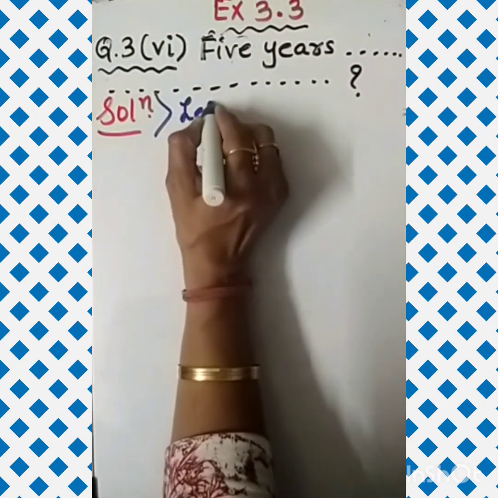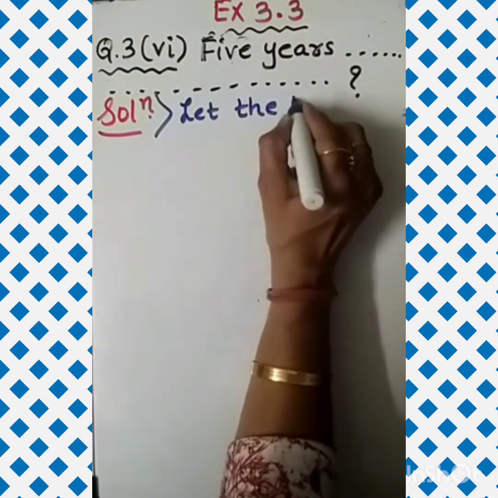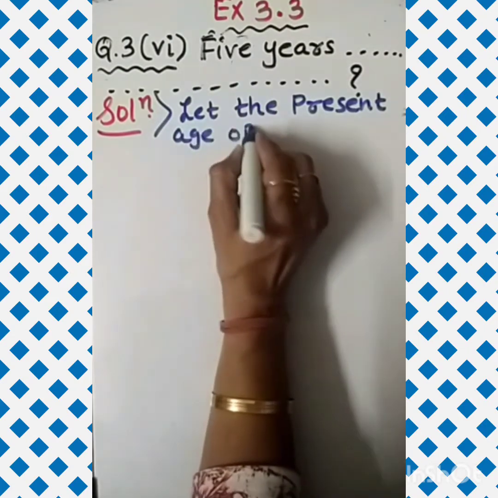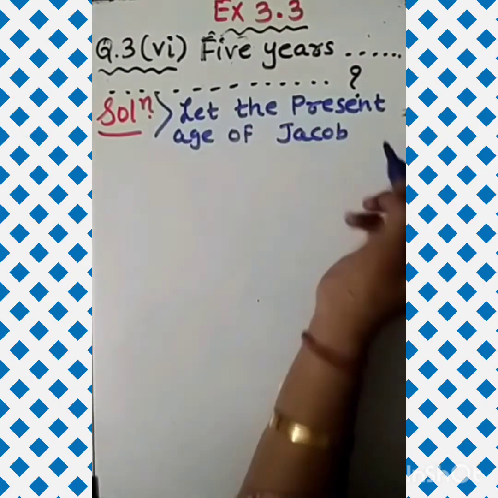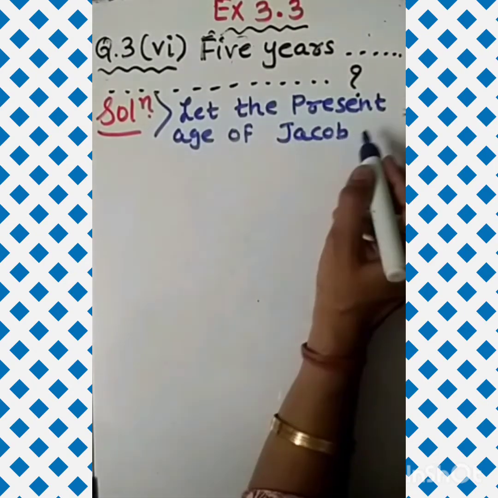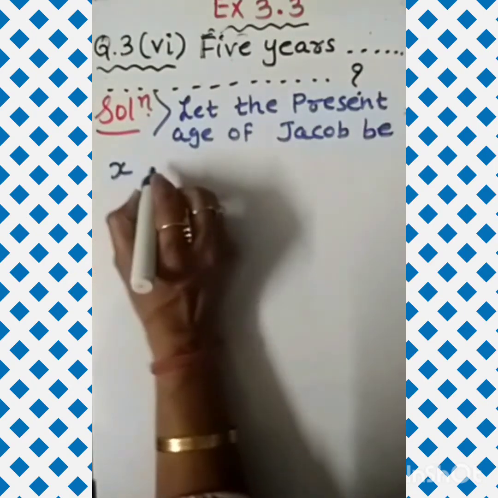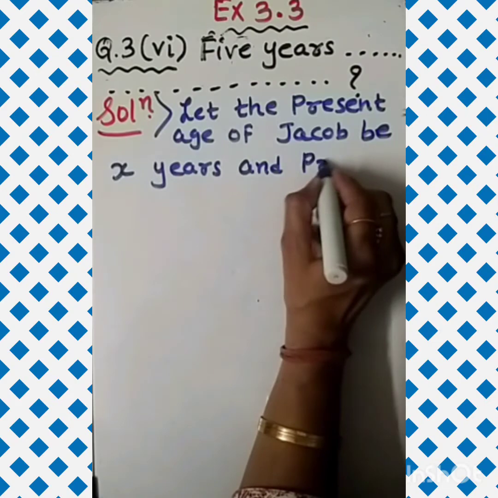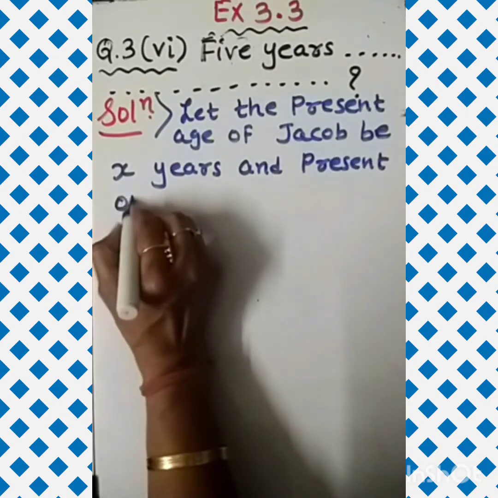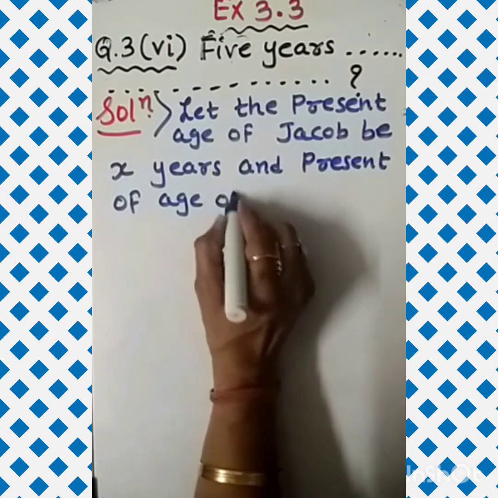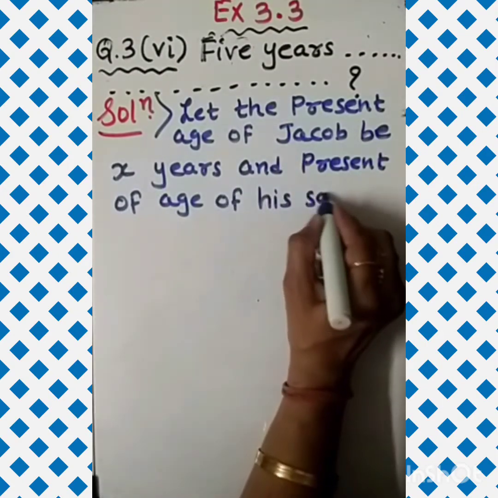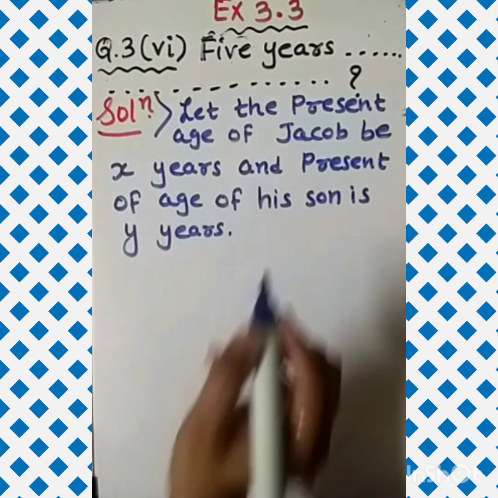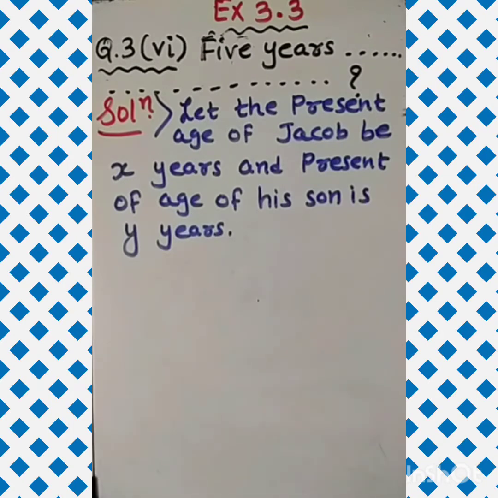Let the present age of Jacob be x years, along with the unit, x years, and present age of his son is y years. Okay, this is very clear. Now there are two cases.